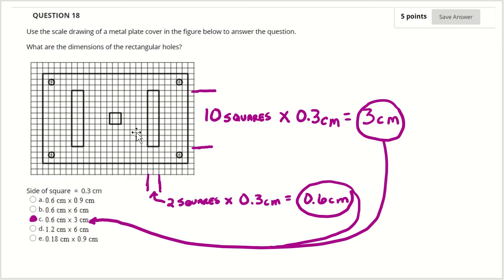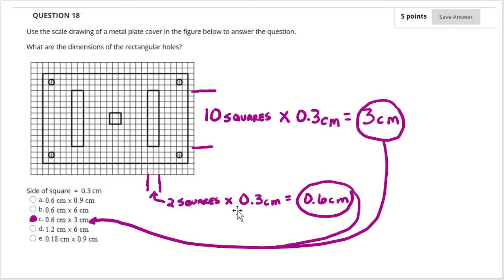And the last one, question 18, using the scale of a metal plate cover in the figure below, answer the question, what are the dimensions of the rectangular holes? Well, here's a rectangular hole here, a rectangular hole here, and we know that the side of the square is 0.3 centimeters. We count here, we've got 10 squares by 2 squares, but we need to find out what this length is. It's 10 times the side of a square, which is 0.3. That would make this dimension here 3 centimeters.